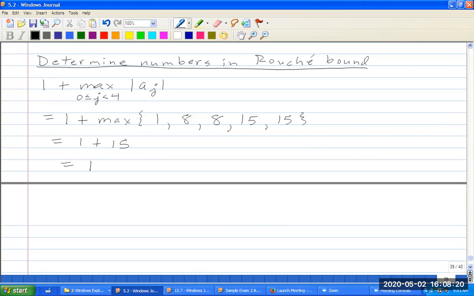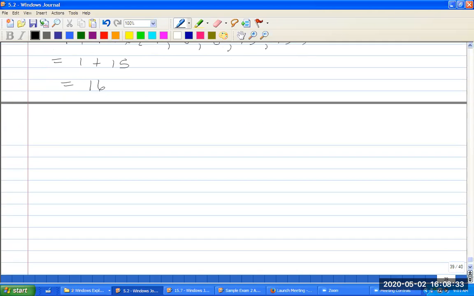And so this is 16. Okay, good. Just like what we had in Cauchy's bound. Next, let's determine 1 plus the sum, j equaling 0 to 4, of the absolute value of a sub j.